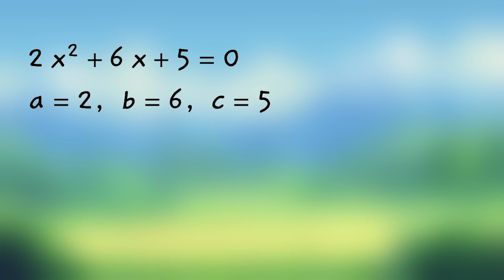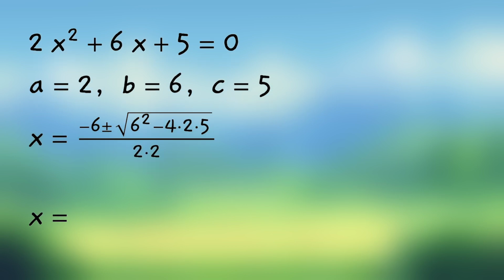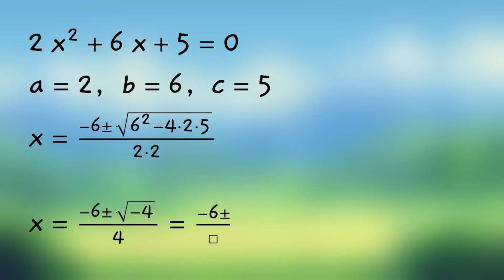Let's put these 3 numbers into the quadratic formula to get the 2 solutions. So x is negative 6 plus or minus the square root of 6 squared minus 4 times 2 times 5, all over 2 times 2. So x is equal to negative 6 plus or minus the square root of, and the number under the radical, the discriminant, is 36 minus 40, which is negative 4, all over 4. So this gives us negative 6 plus or minus 2i over 4.